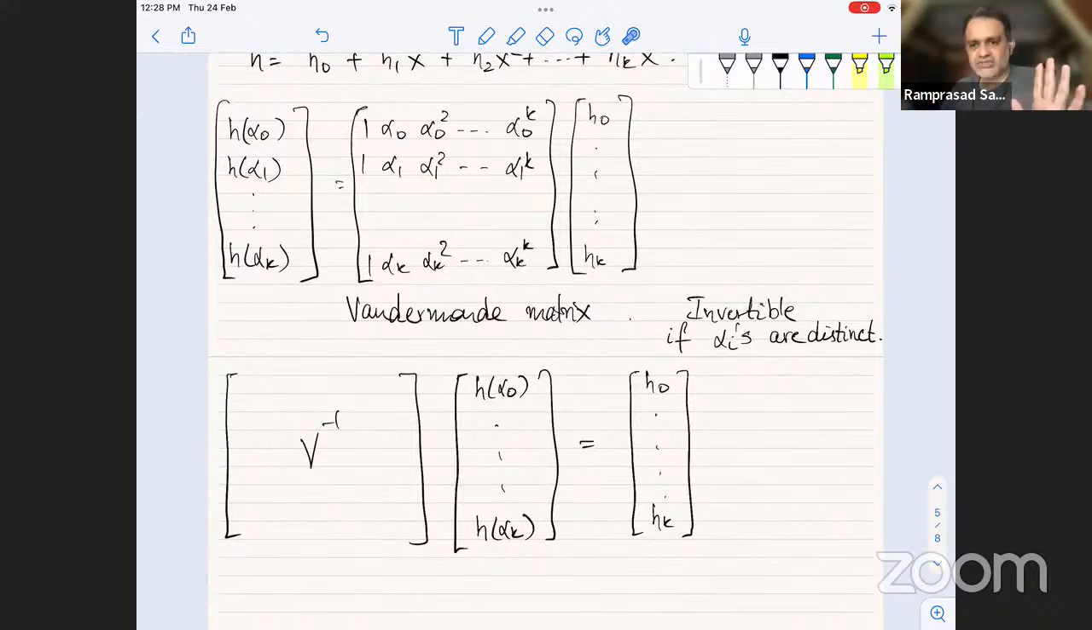Okay, this in general is called interpolation, which is that given sufficiently many evaluations, I can exactly figure out what the polynomial must be. Okay, and this process in general is called interpolation.